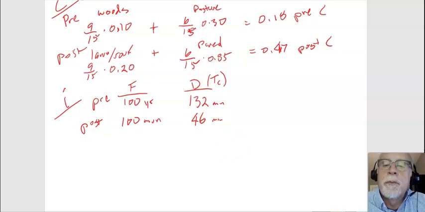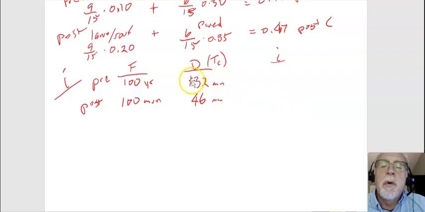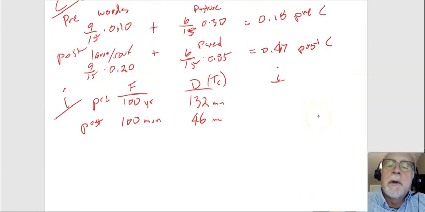So what is my I? To find that I have to go to an IDF curve, or I have a table here. This is the frequency estimate, 90%. For the 100-year storm, we need 2.2 hours, or 132 minutes, and we have 2 hours. 100 years is 3.55, so we go 3.6.